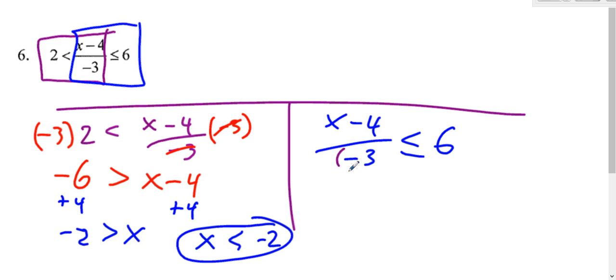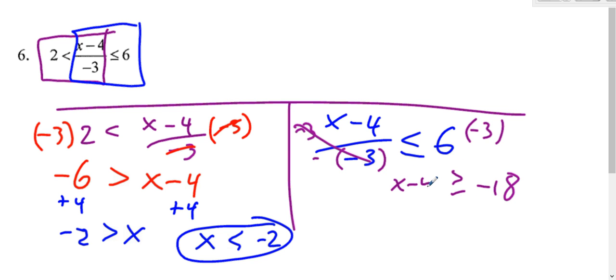On the other side, again, same first step. We're multiplying by -3. Cancels out. Multiply by -3. You get -18. But since it was negative, you flip the inequality. So instead of pointing left, it now points right. x minus 4. Add 4. You get -14 on the x side. We didn't do anything to flip it, so it points that way.